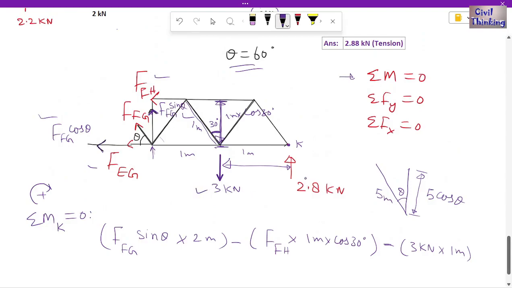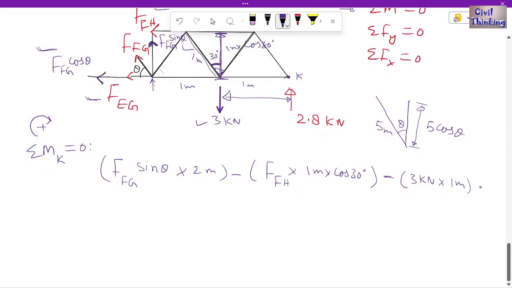Now the moment due to 2.8 is going to be 0 about K, right? Because it is passing through K. The normal distance is 0, so the moment will be 0. Anyways, let me check if we find the moment of all the forces about K. We found the moment due to Fg sine theta. We also found the moment due to Ffg sine theta, and Ffh. Yes, we found the moment due to all the forces.